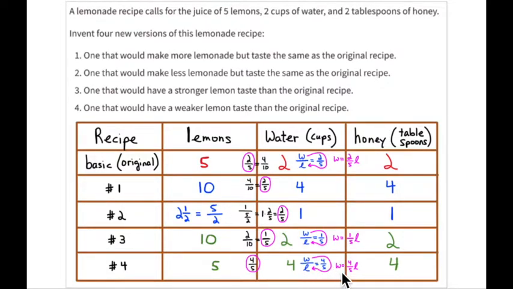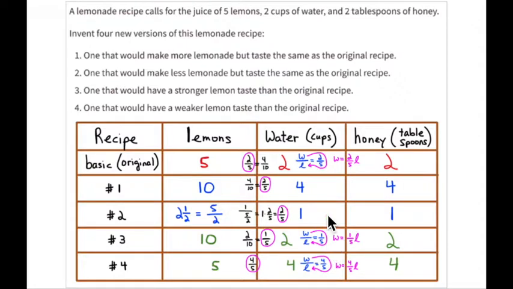That's what that says. The amount of water is equal to 4/5 the number of lemons, because the amount of water divided by the number of lemons is 4/5. So the amount of water that you need is 4/5 the number of lemons. So this is going to have a weaker lemon flavor because you're using much more water.